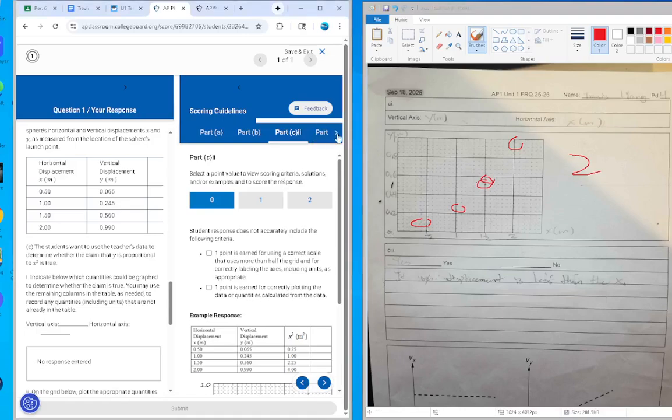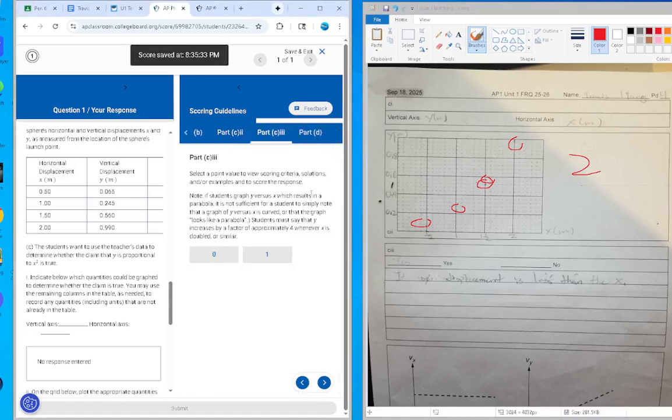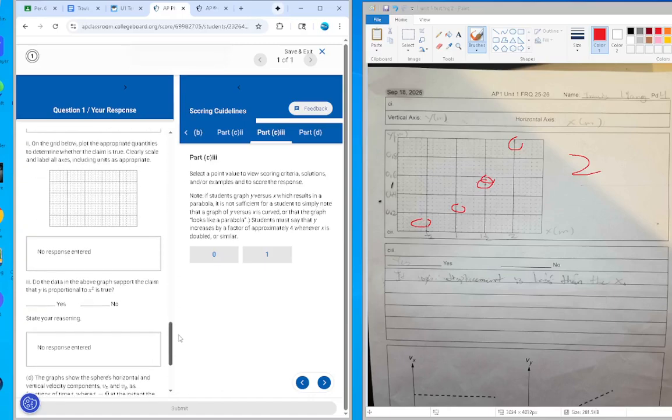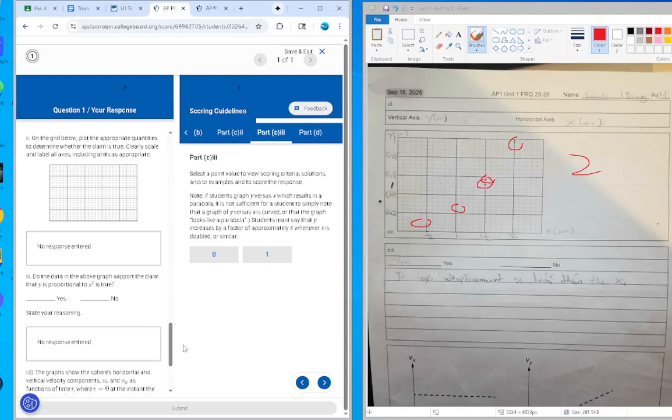And then for the final question, part CII, it is asking us if the graph supports the claim that y is proportional to x squared, and I put that it is supporting the claim, and I said that it was because the displacement is less than x, which is incorrectly explaining why y is equal to x squared. So I didn't get a point for this problem, so I got 0 points right here.